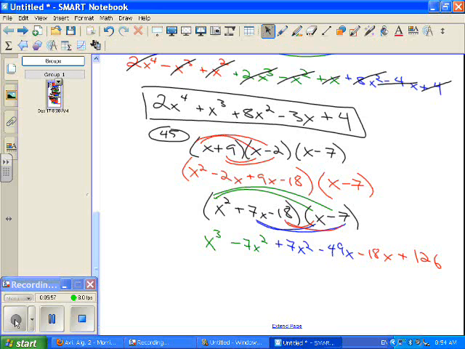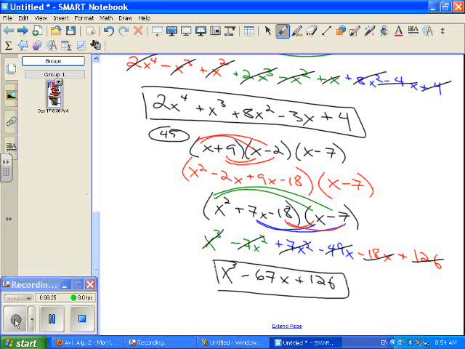All right, so we combine our like terms, so I only have the 1x cubed. X squareds, I have negative 7 and a positive 7. They cancel. X's, I've got negative 49 and negative 18. So that's going to be negative 67x. Sound right? Yeah. All right, plus the 126. I just got 126 x cubed. I don't know what the heck I did there.